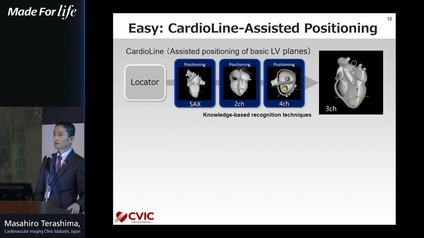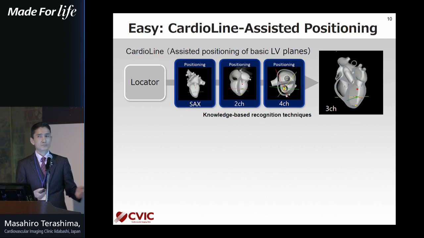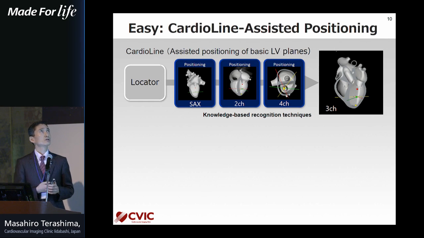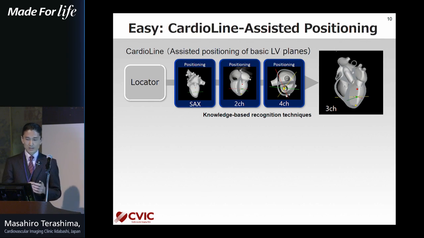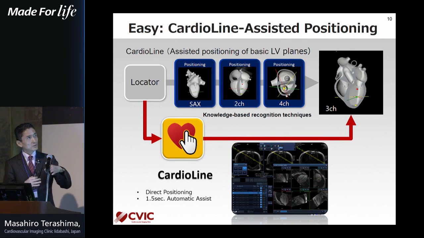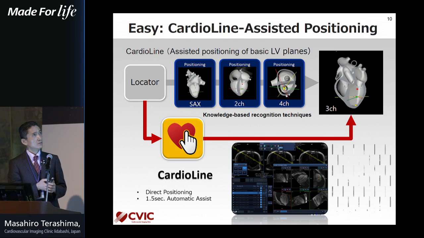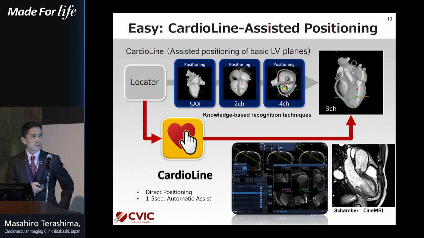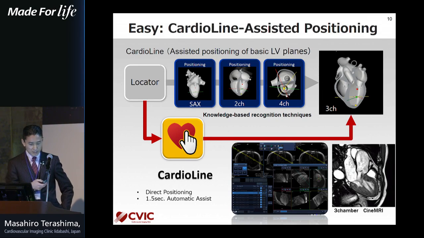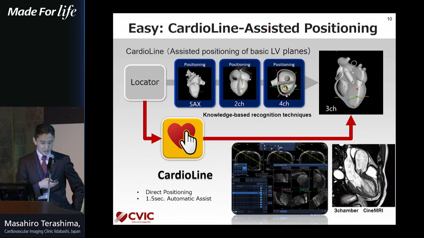And time is very important for cardiac MRI study because cardiac MRI takes very long. We have tools to make the cardiac MRI study shorter. One is the CardioLine, a new application from Toshiba, just introduced. This CardioLine automatically positions the LV to get a nice result. This automatic positioning may assist the radiotech to get a nice imaging plane without any difficulty.